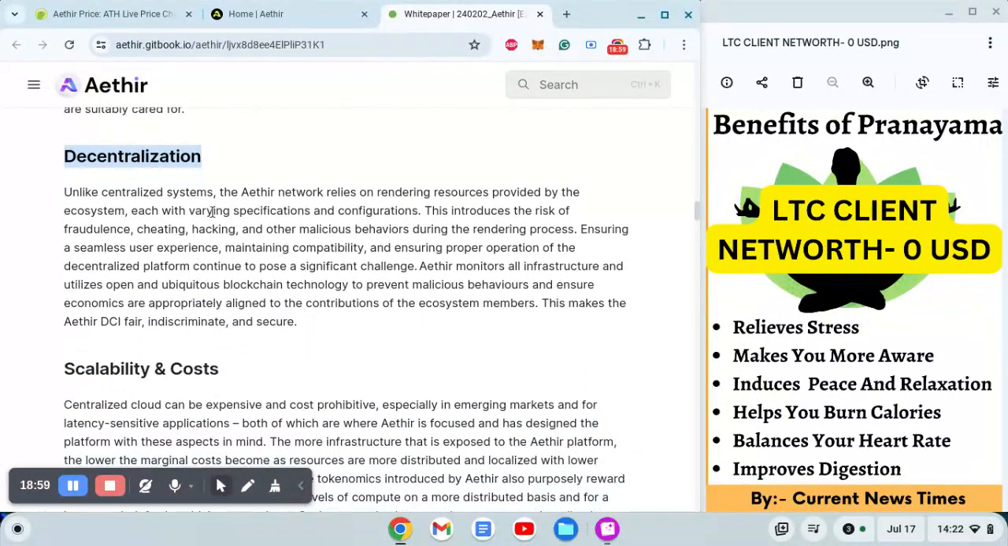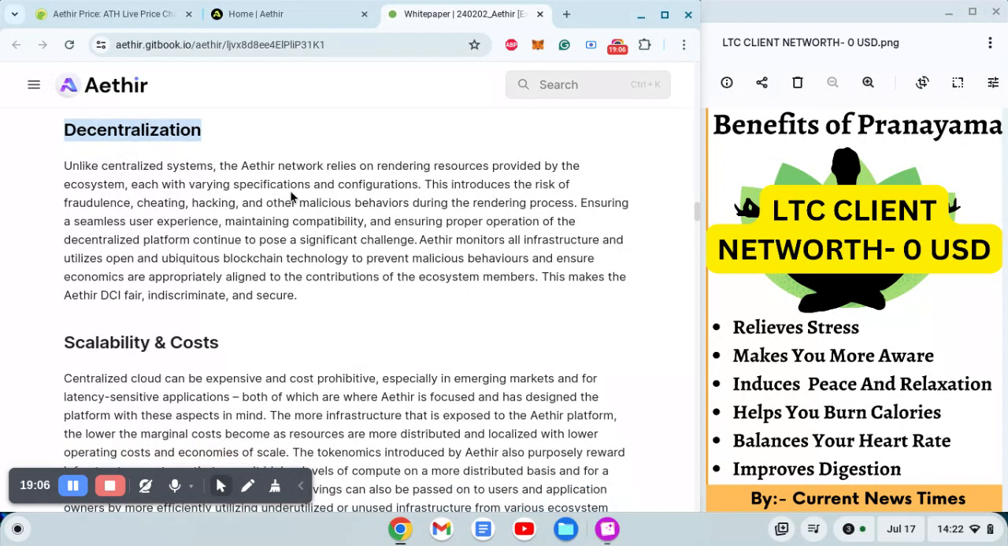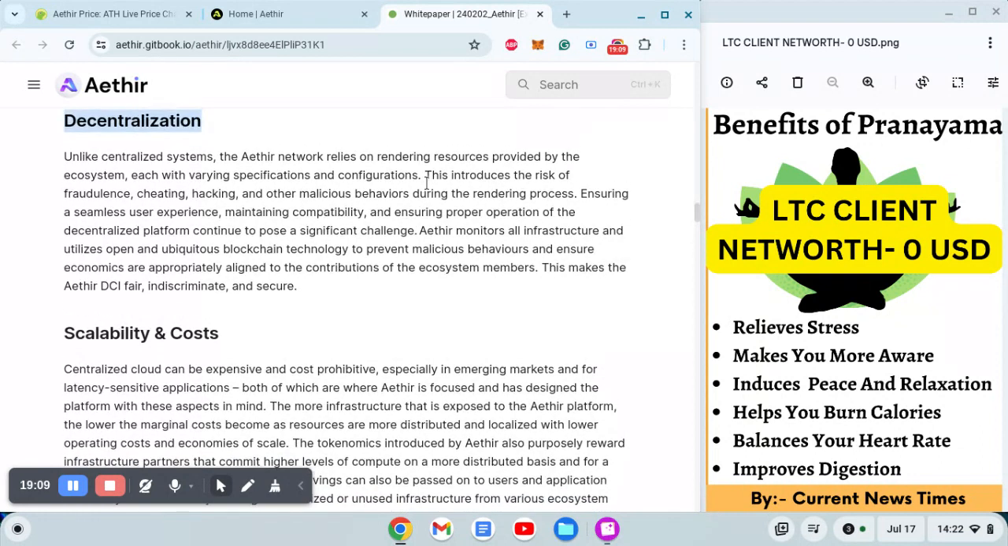Decentralization. Unlike centralized systems, the Aether network relies on rendering resources provided by the ecosystem, each with varying specifications and configurations. This introduces the risk of fraudulence, cheating, hacking, and other malicious behavior during the rendering process, and ensuring a seamless user experience, maintaining compatibility, and ensuring proper operation of the decentralized platform continue to pose a significant challenge. Aether monitors all infrastructure and utilizes open and ubiquitous blockchain technology to prevent malicious behaviors and ensure economics are appropriately aligned to the contributions of the ecosystem members. This makes the Aether DCI fair, indiscriminate, and secure.